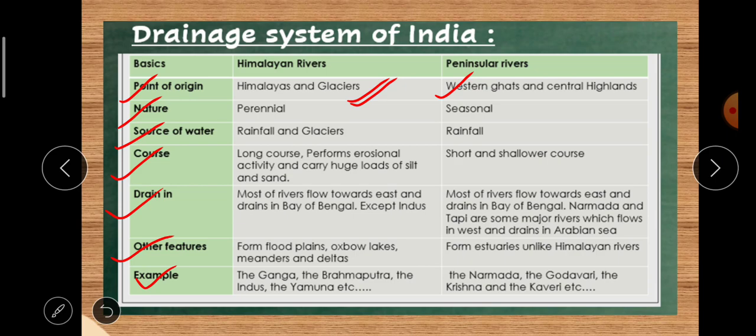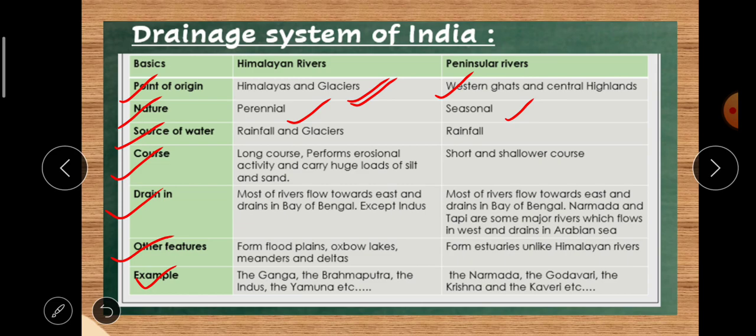Now nature of rivers. Himalayan rivers are perennial. Now, what is perennial? Anything which is throughout the year is known as perennial. And over here, we are talking about rivers. So, any river which is flowing throughout the year is known as a perennial river. So, now we can say that all or most of the Himalayan rivers are perennial rivers, whereas peninsular rivers are seasonal. When the rainy season will come, then only rivers will get their water.